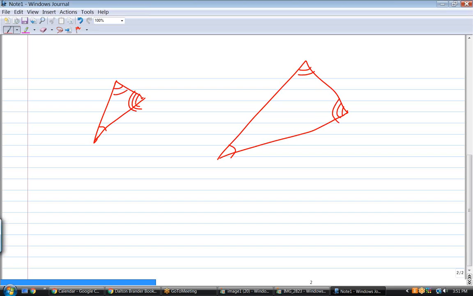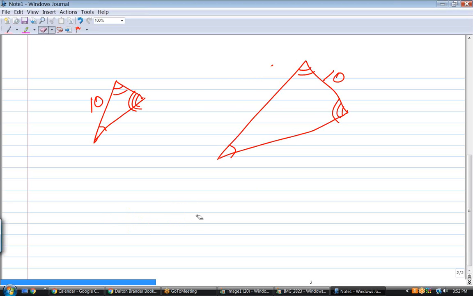But I can't just have one side over here equal one side over here. What if this side were 10 and this side is 10? Then I would have angle, angle, side. No, but I wouldn't have angle, angle, side. This one is angle, angle, side, but this one is angle, side, angle. So you would not have congruency.